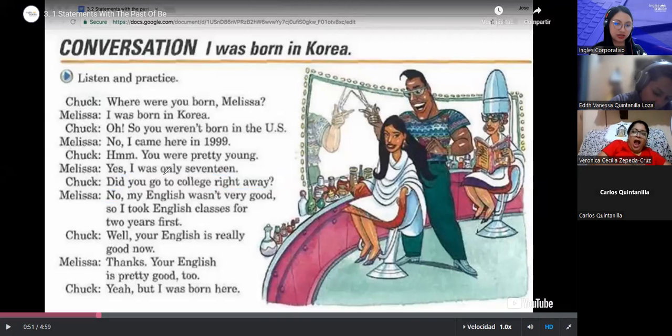¿Qué es college class? What's this? Did you go to college? Le está consultando. Si fue a dónde. What is college? High school se termina a los 18. Entonces se van 2 años al college antes de la universidad.